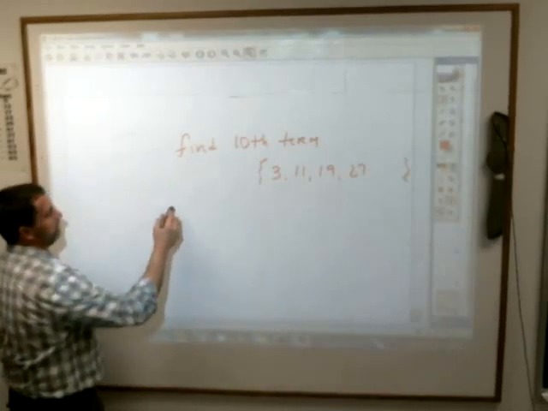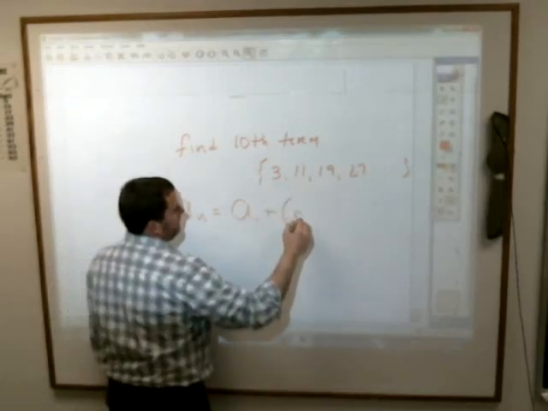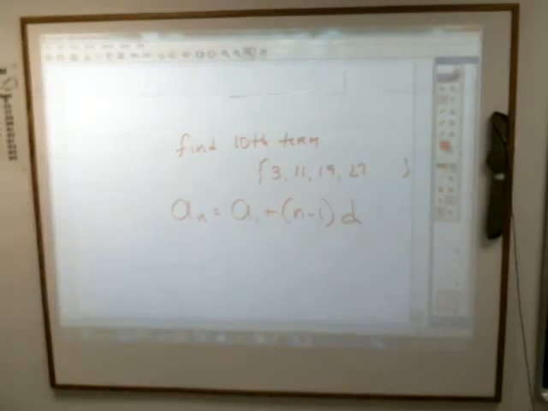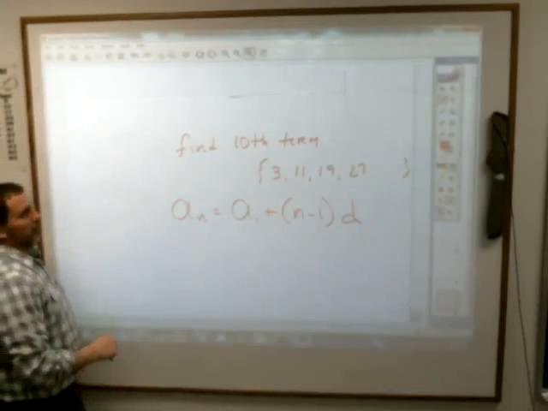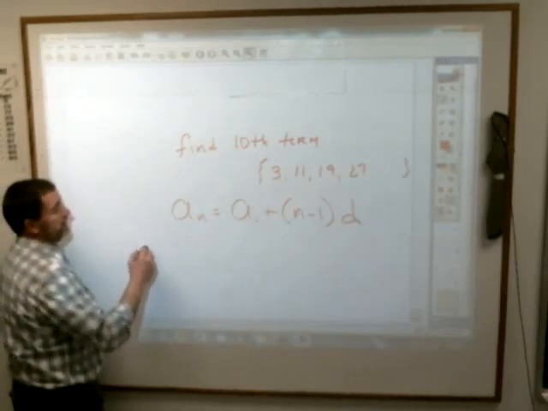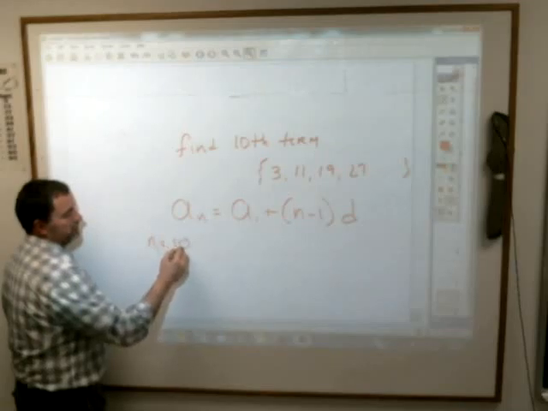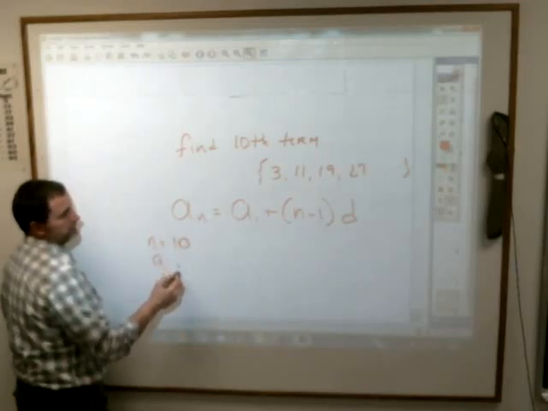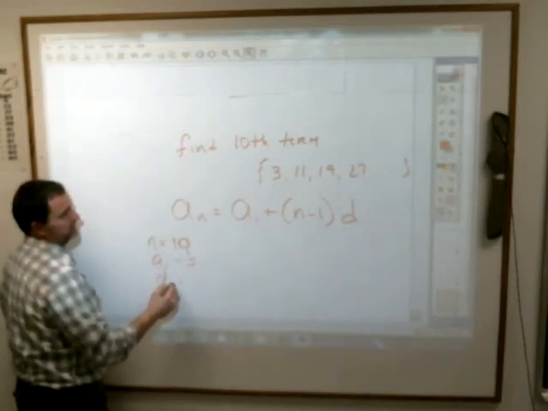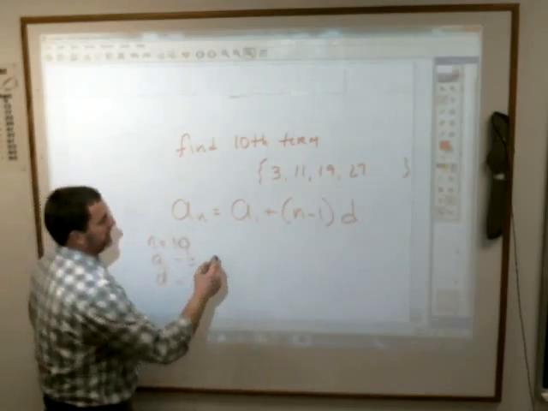Again, you'd start out writing the formula. A sub n equals a sub 1 plus n minus 1 times the common difference. So far, so good? And maybe it'd be helpful if you wrote down what the n term you're looking for is, the 10th term. What is the first term given? 3. What is the letter d, the common difference between those? 8. So those are the numbers you need to know to fill in this blank.